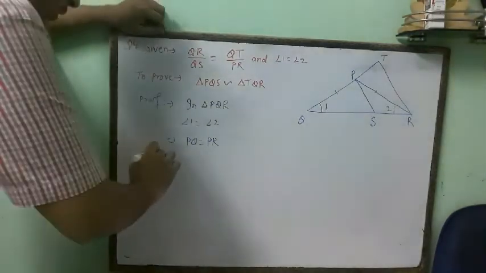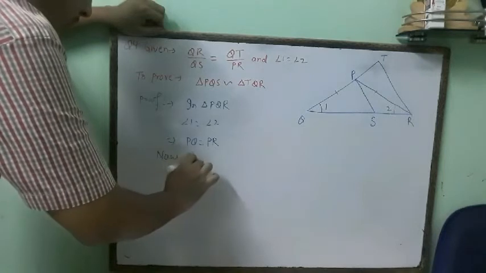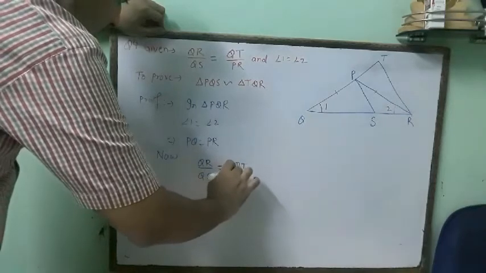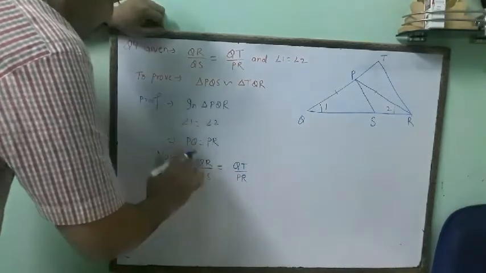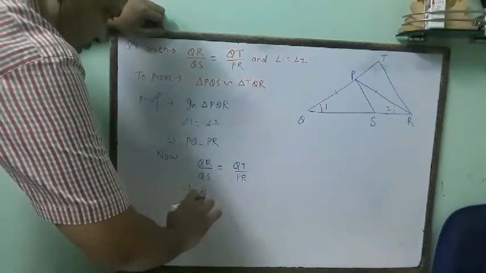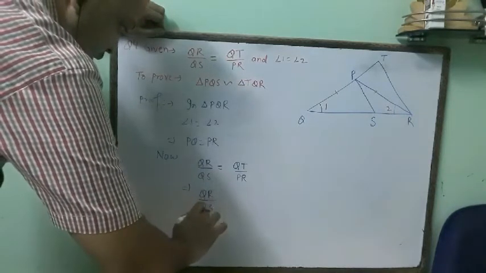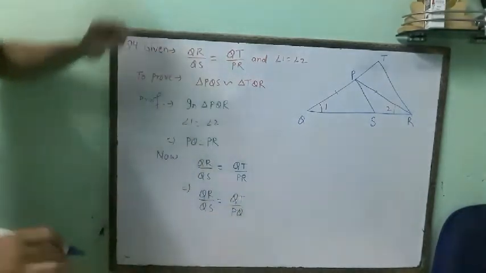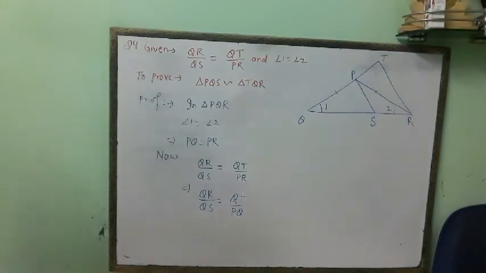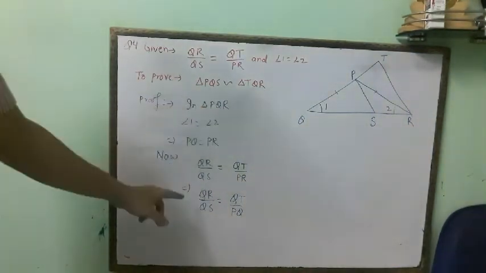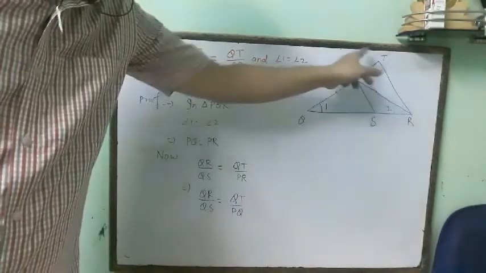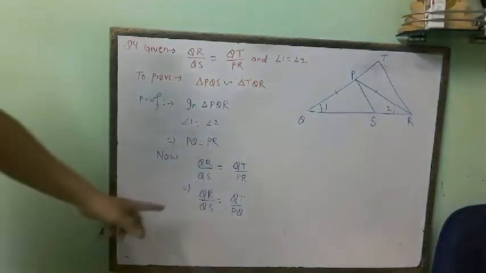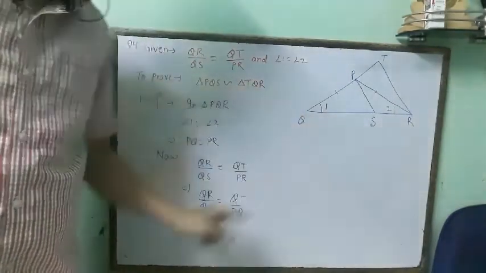Now start from this one. It is given that QR divided by QS is equal to QT divided by PR. For this PR we will just use PQ. So it will become QR by QS is equal to QT divided by PQ. Now analyze the triangle. Which triangle will we use? See this one. QR is the side of triangle TQR. Now QS is the side of triangle PQS.